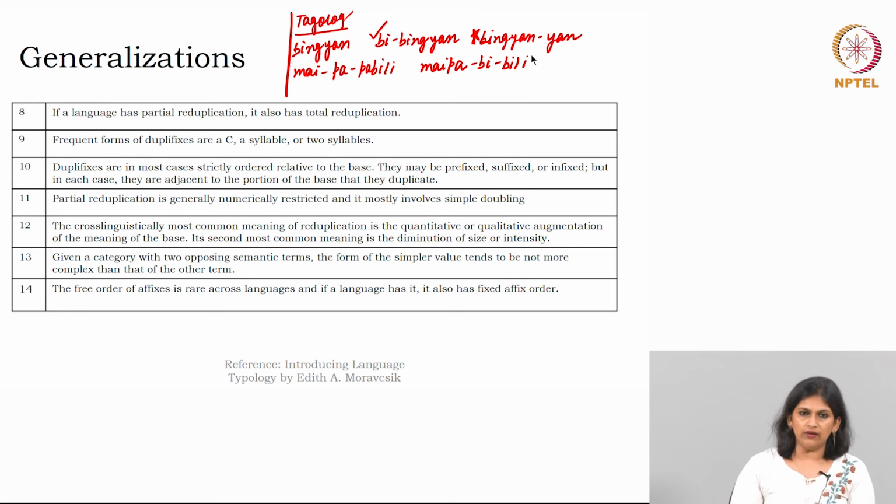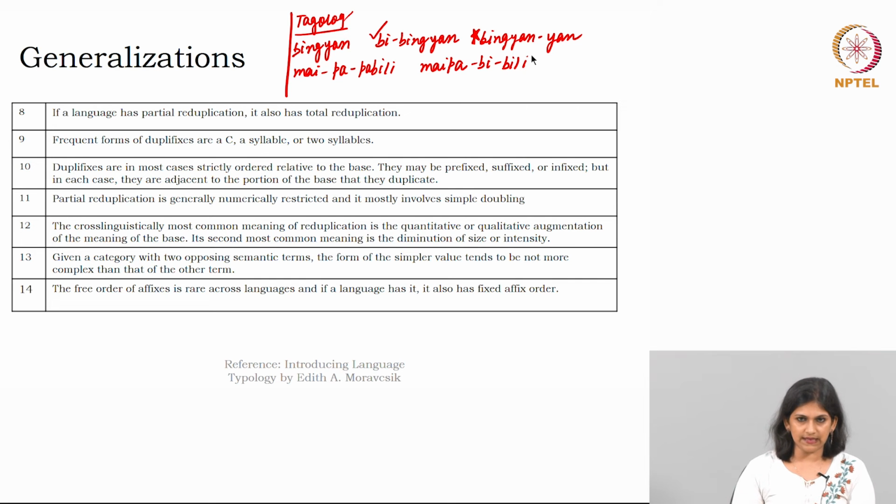Okay. Now, how about the next generalization, which is generalization 11. In 11 you see partial reduplication is generally numerically restricted, and it mostly involves simple doubling. You don't see many instances of partial reduplication in the world's languages, rather full reduplication is more common.